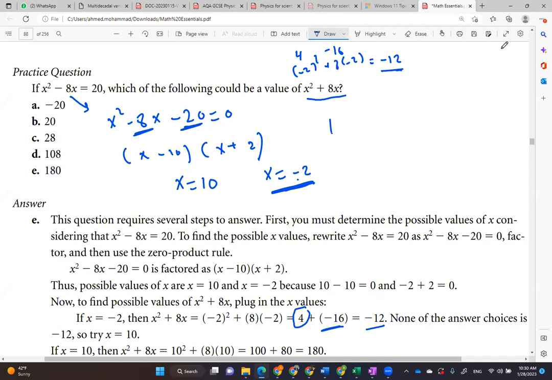10 to the power 2 is 100, plus 8 multiplied by 10 is 80. So 100 plus 80 is 180. So the answer is E.